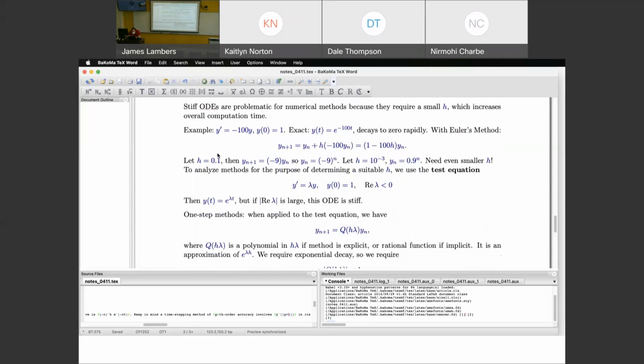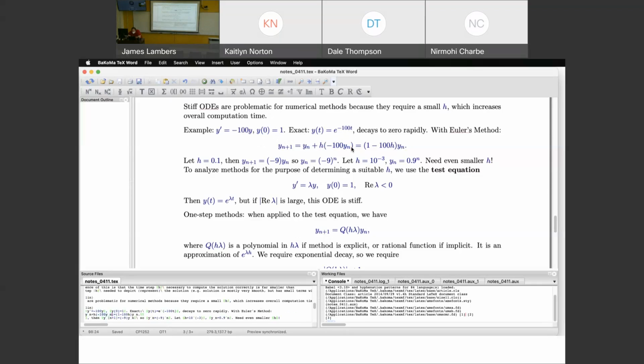Okay. So here's an example. y prime is minus 100y. So we have a large constant here. The exact solution decays to 0 very rapidly. So we go ahead and apply Euler's method to this ODE. Our function f is minus 100y, so we fill that in here. Now we have this simple relationship between y_{n+1} and y_n. We're just multiplying by 1 minus 100h.